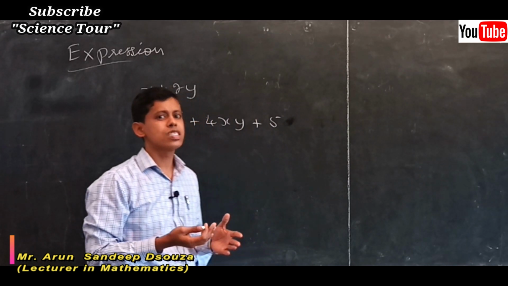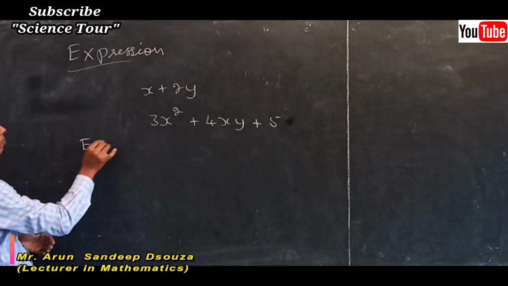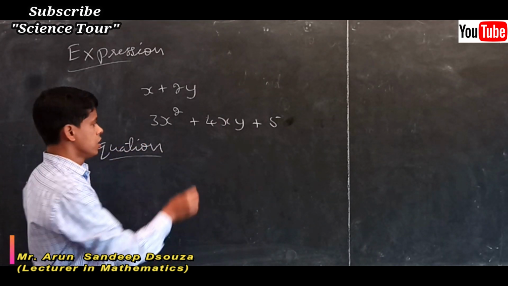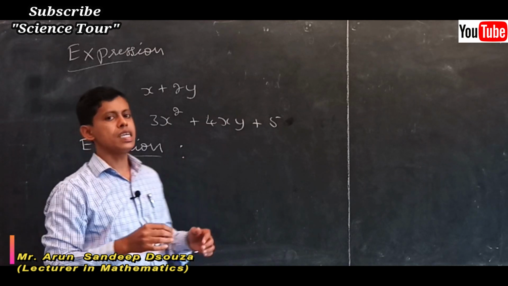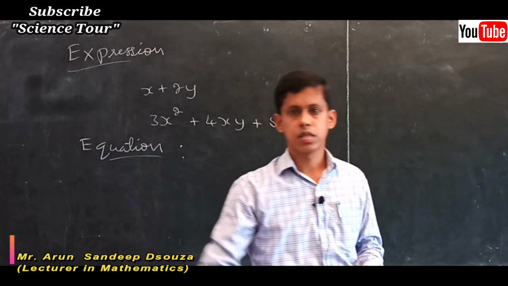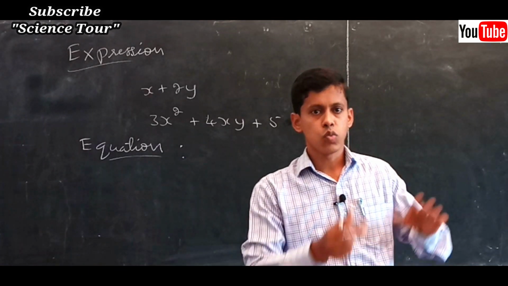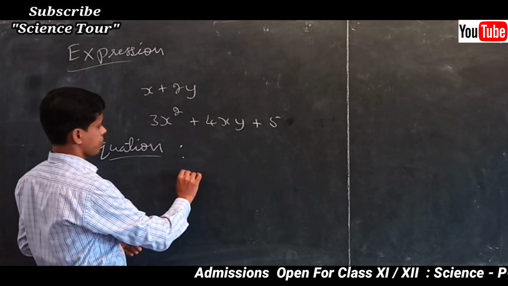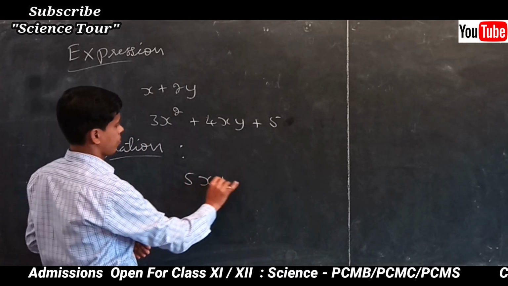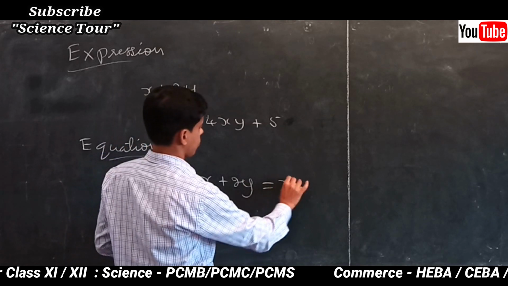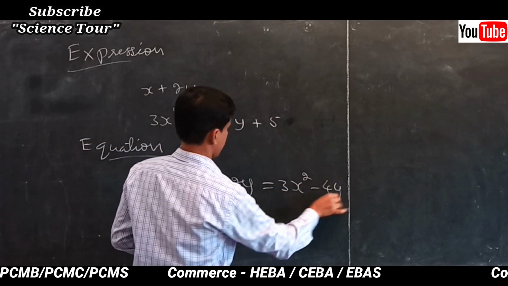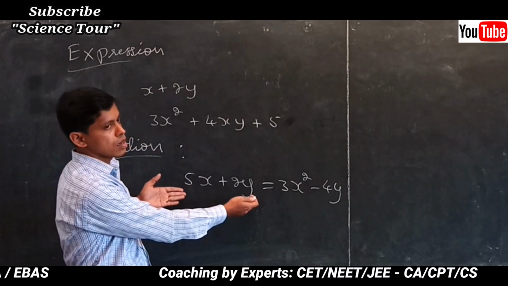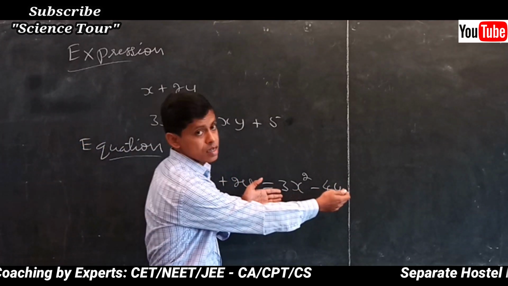So, what difference do you see in an expression and equation? When we come to equation, we equate two quantities. One quantity is equal to the other. We write it in the form of, okay, this is one example of that. So, we are equating the left hand side with the right hand side.